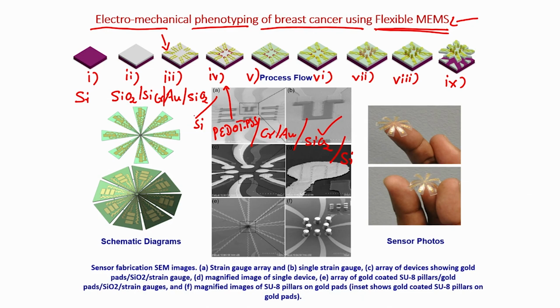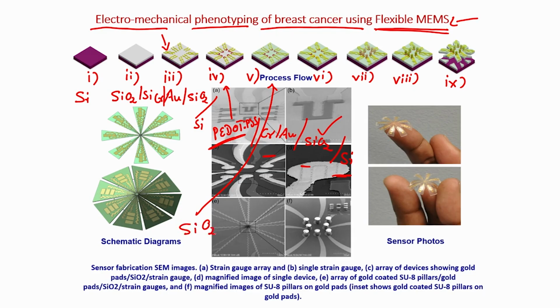So, let us see once again: silicon dioxide on silicon, then the third step is chrome gold electrodes on silicon dioxide which is on silicon. Fourth step is PEDOT:PSS, which is patterned again using photolithography, on chrome gold on silicon dioxide on silicon. So, the bottom layer is silicon, the next layer is silicon dioxide, the next layer is chrome gold electrodes, and on that layer we have PEDOT:PSS strain gauges, which you can see in A and B of the SEM image.